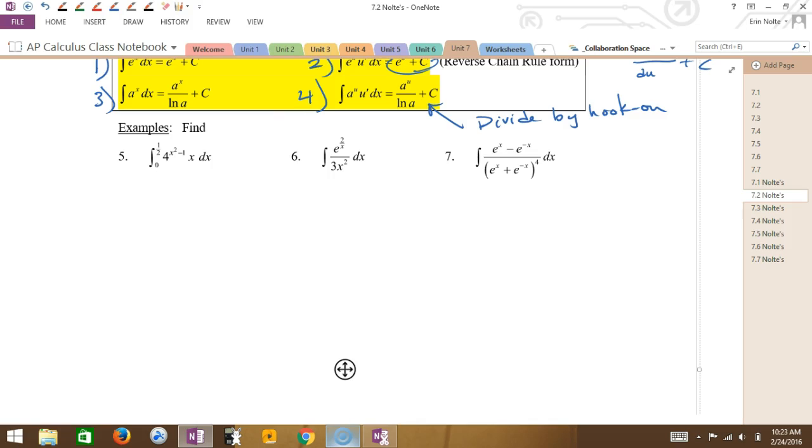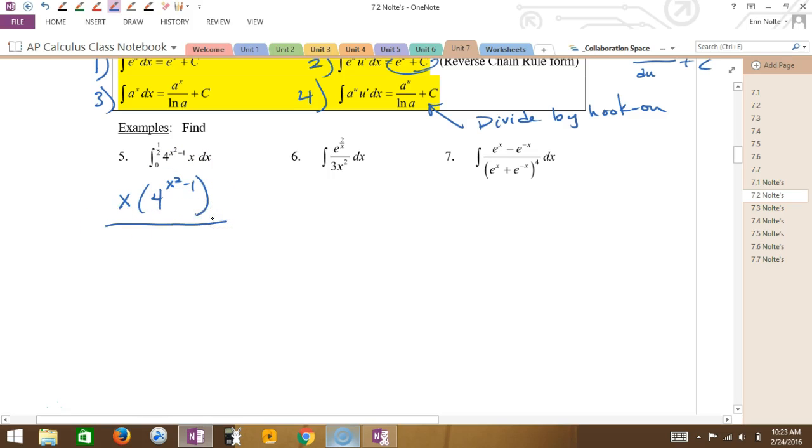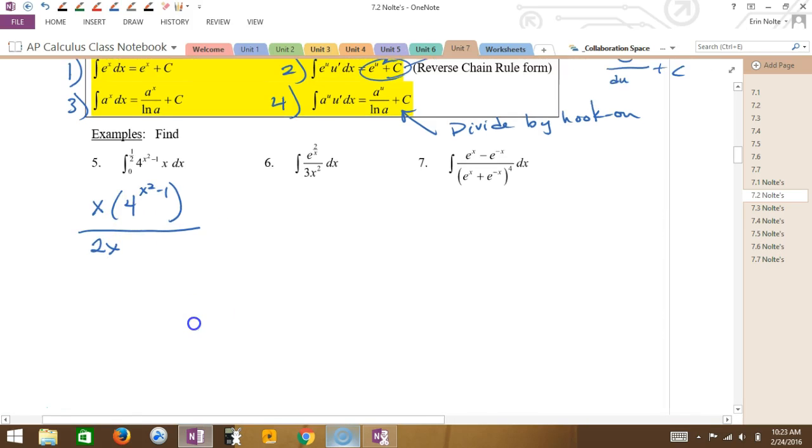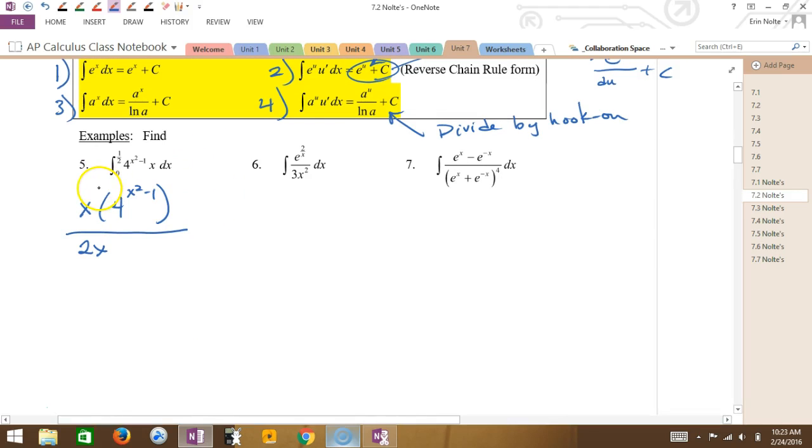Okay, so we're looking at rule number 4. Okay, so I'm going to just write what is given. I'm going to put the x in the front because it just feels better up there. Okay, then I have to divide by the derivative of the exponent. What's the derivative of the exponent? 2x. Okay, and then did you guys notice on this one they give us a bounded region? So do I need a plus c at the end? No. Yeah, you do big minus little on this.